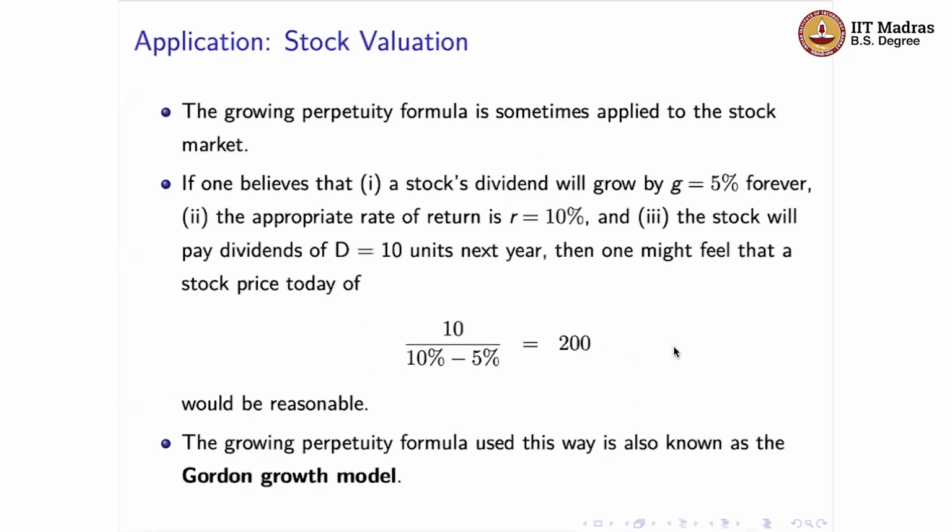Okay, let's look at another application. So this growing perpetuity formula that we have seen is sometimes applied directly to stock markets, right? So imagine that you have a stock and the stock is going to pay dividends, okay? Let's suppose that the stock is going to pay dividends of 10 units next year, and the stock's dividend is expected to grow at a rate of 5% forever. And the appropriate rate of return for discounting this stock is, let's say, 10%, okay?